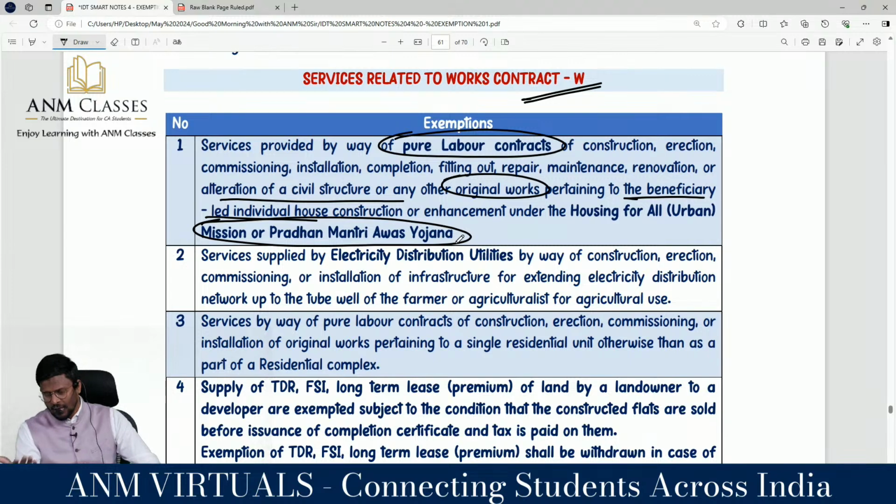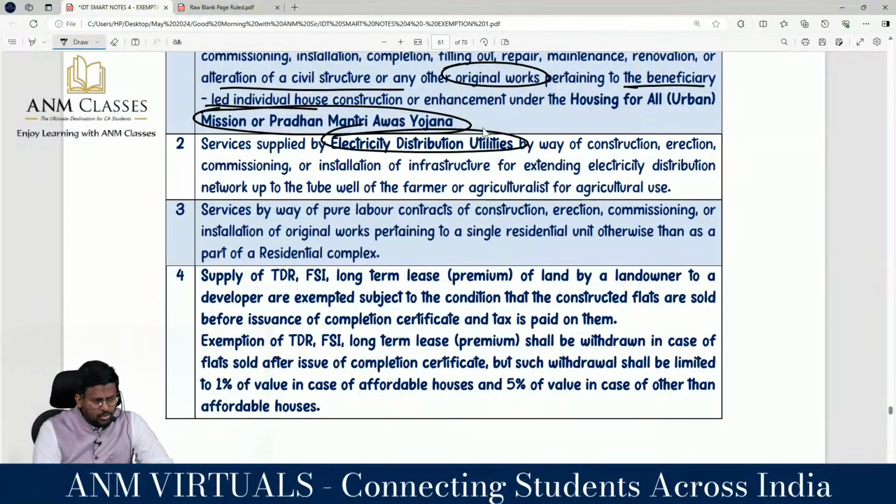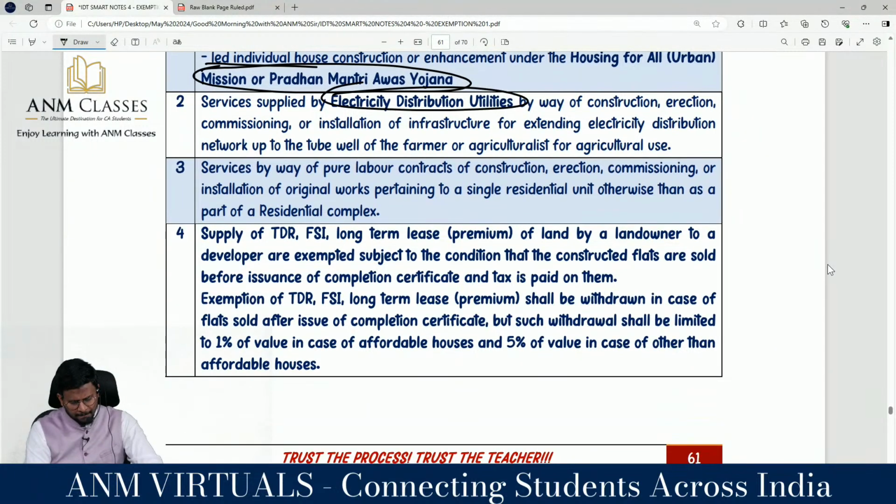Under the Housing for All scheme, the urban mission or Pradhan Mantri Awas Yojana, it is exempt from GST. We know the service supplied by way of construction, erection, commissioning or installation of infrastructure for extending the electricity distribution network up to the tube-well of the farmer or agriculturist for agriculture purpose. We have already completed this in electricity. Or a service by way of pure labor contract.